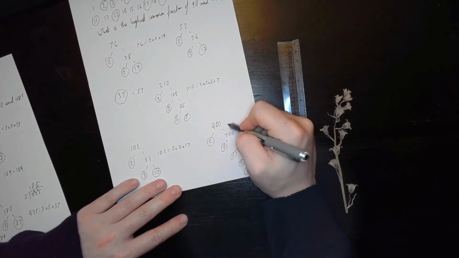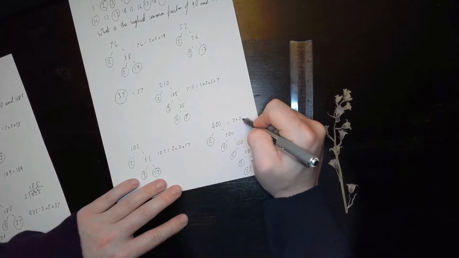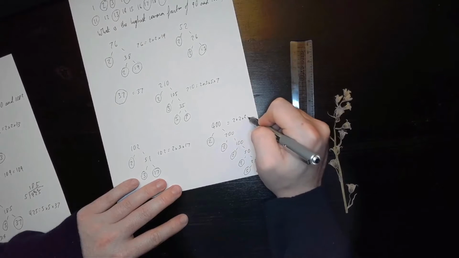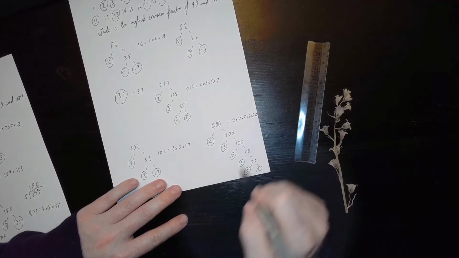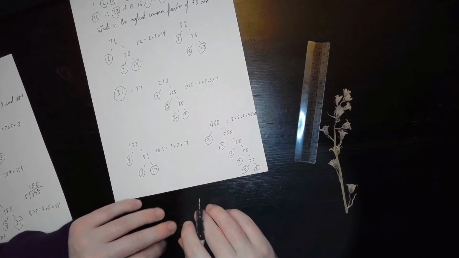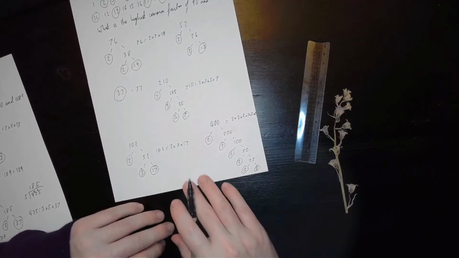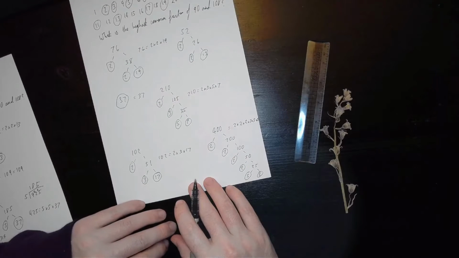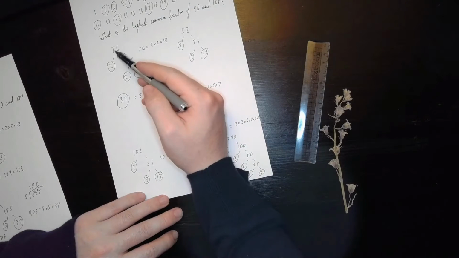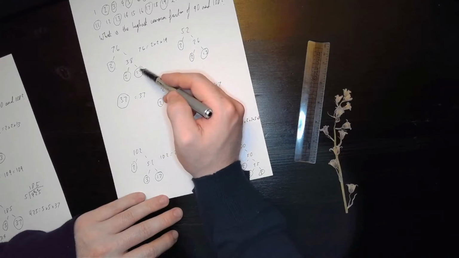Okay, so 400 is 2 times 2 times 2 times 2 times 5 times 5. And we've run out of paper. Okay, so that's breaking down some numbers into their prime factors. So 76 is 2 times 2 times 19.